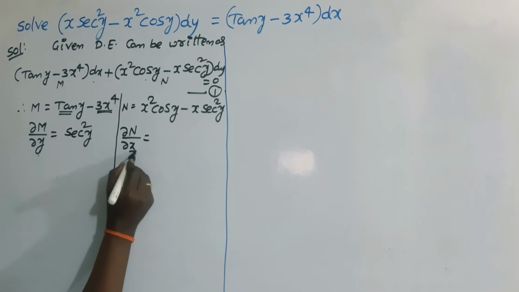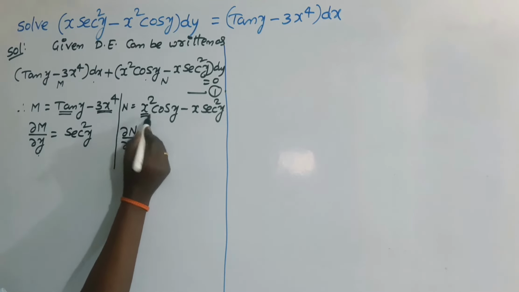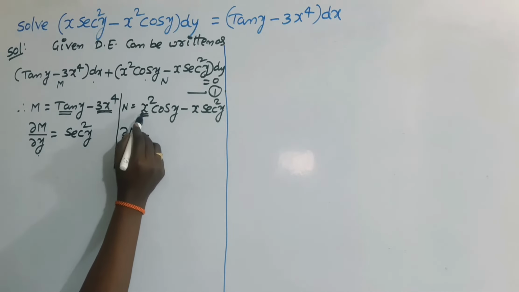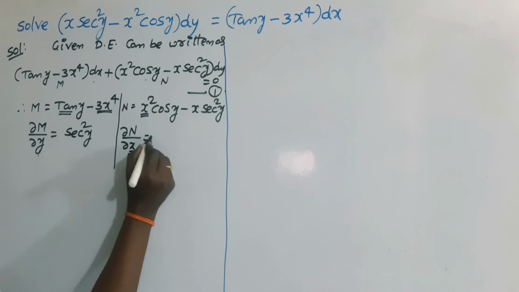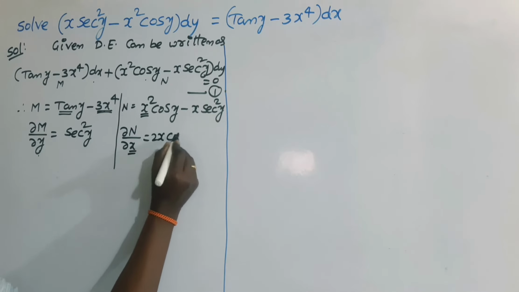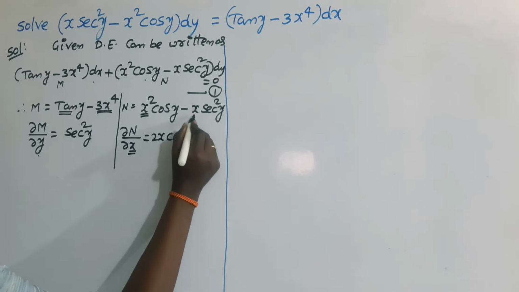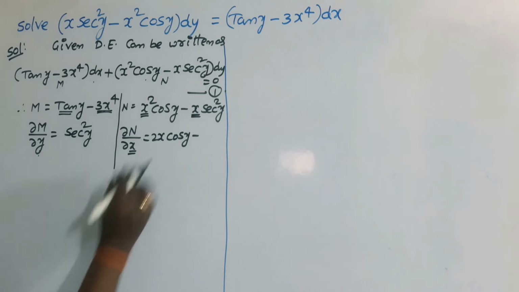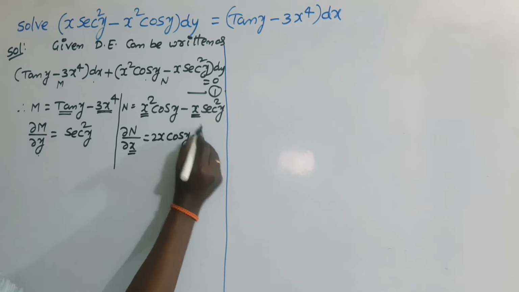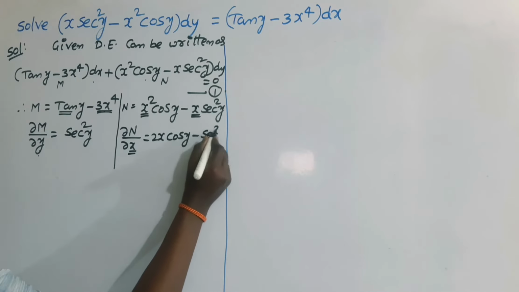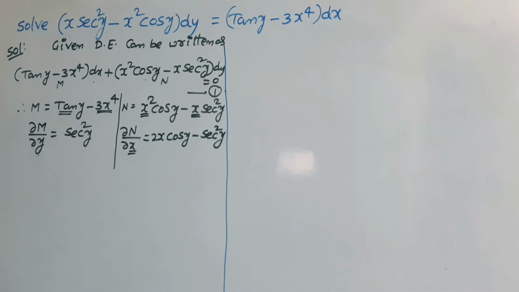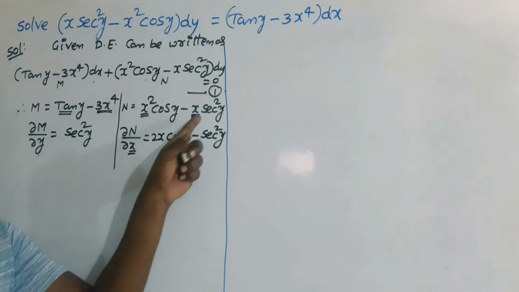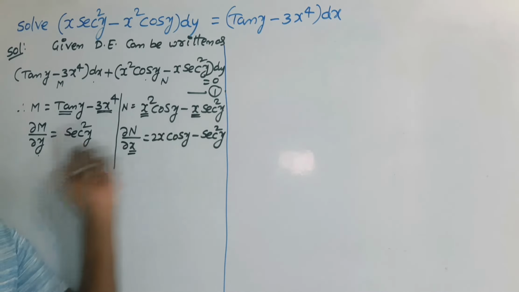See here, in this case only x is the variable and y is constant. So the derivative of x² with respect to x is 2x only. 2x cos y minus, here also only x is the variable. So just take the derivative for x only, 1 into sec² y. Here sec² y is a constant term which is in product. That's why don't take any derivative for sec² y here.